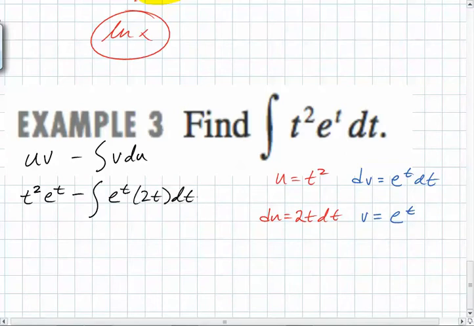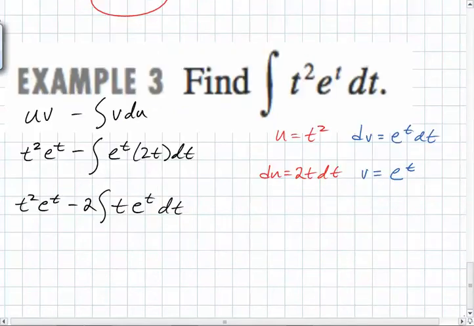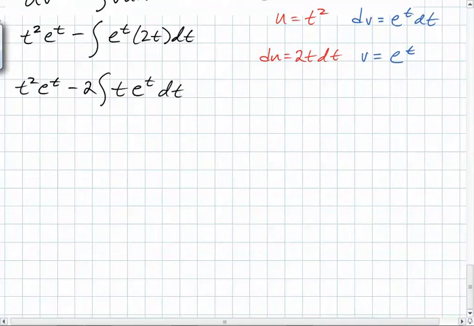What can you pull out of the front of that integral? 2. So you have t squared e to the t minus 2 times the integral of t times e to the t dt. You're like, huh, how do I integrate that thing? Well, do it again. Very good.